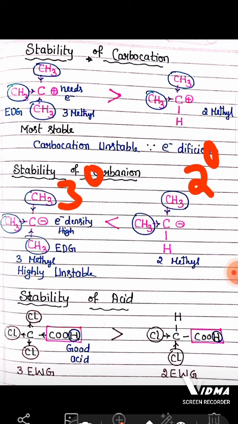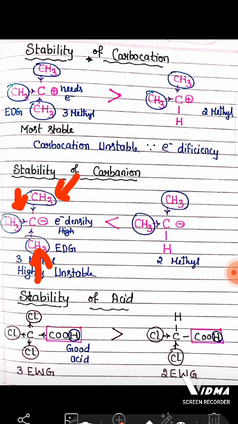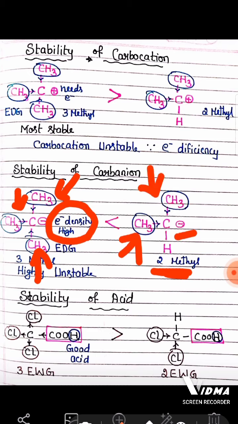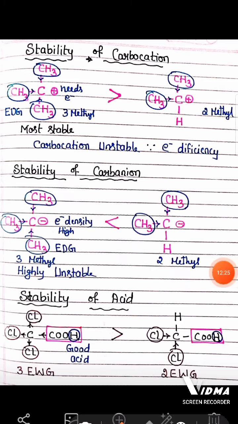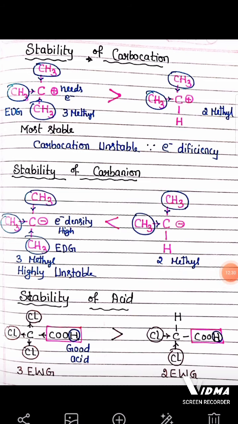Now the electron density on the carbanion is very high. In addition to that, the 3 electron donating groups, the 3 methyl groups, also donate electrons to the carbon atom, and electron density is going to increase. Whereas in this secondary carbanion, there are only 2 electron donating groups, so we cannot find that much high electron density on this carbanion. So that makes the secondary carbanion more stable than the tertiary carbanion. That we have to remember.